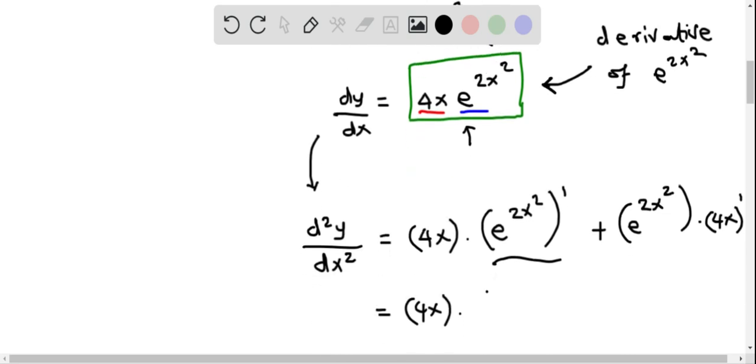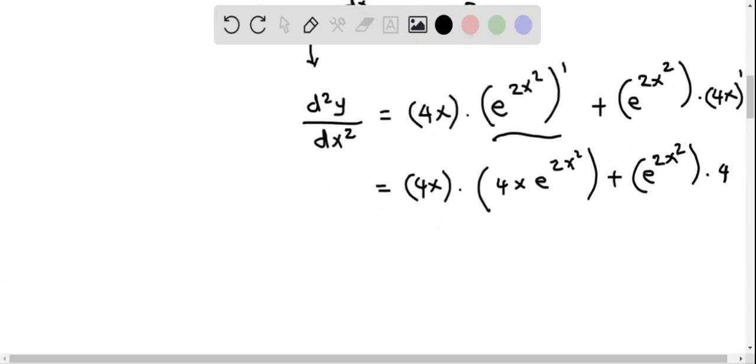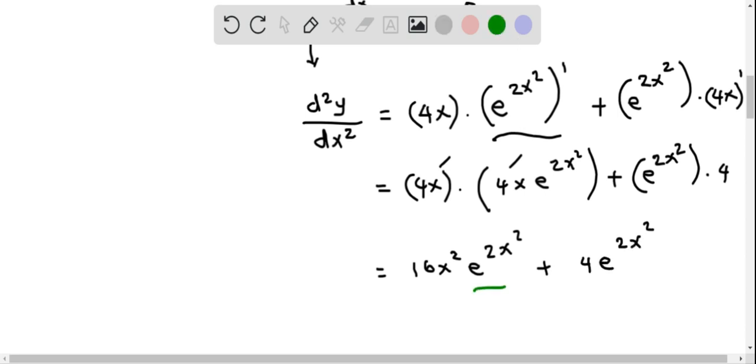That is, the derivative of e raised to the power of 2x squared equals 4x times e raised to the power of 2x squared, plus, we simplify this, e raised to the power of 2x squared times the derivative of 4x, which is 4 times the derivative of x, which is 1. So it is 4. Now let's simplify this. And so this equals 4x times 4x is 16x squared times e raised to the power of 2x squared, plus the second term, which we can write as 4 times e raised to the power of 2x squared. Observe that we have this term in both terms, which we can factor.